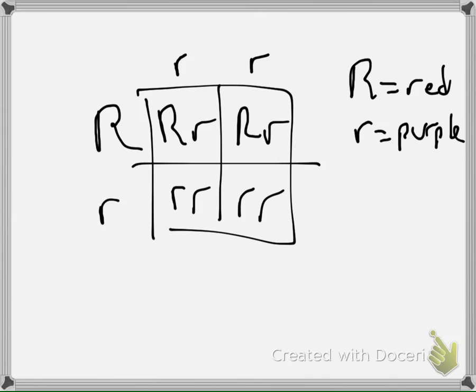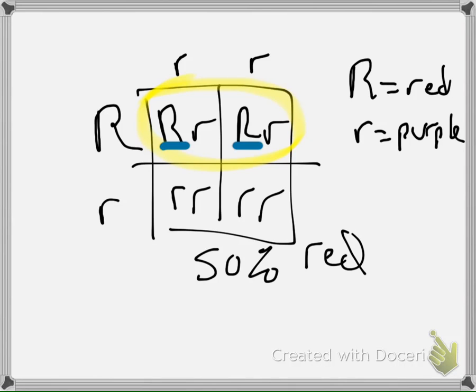Well, these offspring right here have one of those dominant traits. So they will both be red. So 50% will be red, or 2 out of 4 boxes, which is 50%. These down here do not have a dominant allele. They don't have the red, so the only thing you have left to show is the purple. So 50% will be purple.